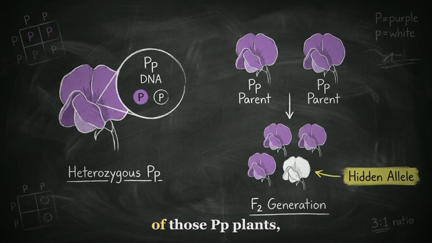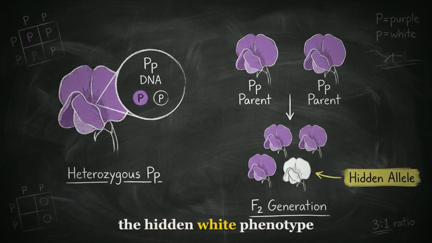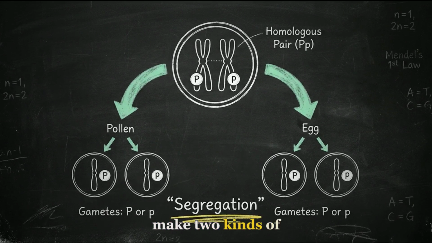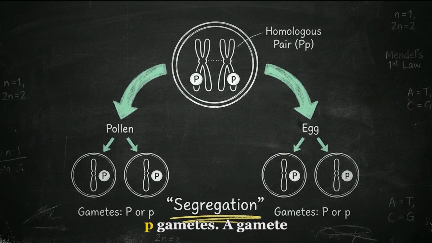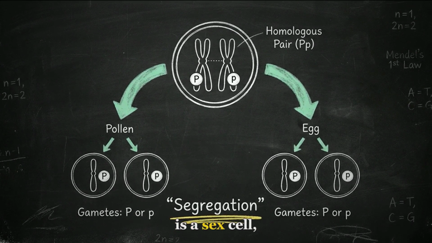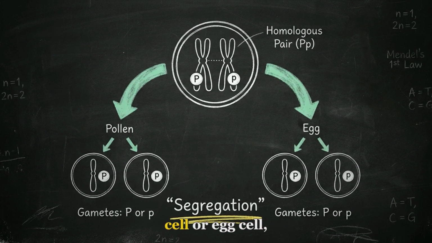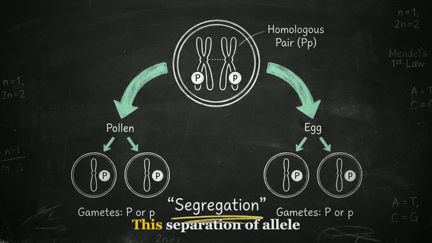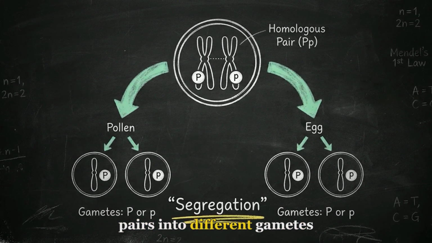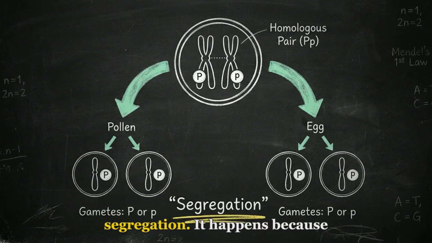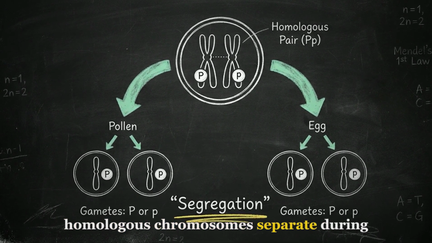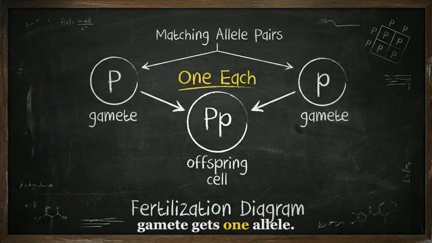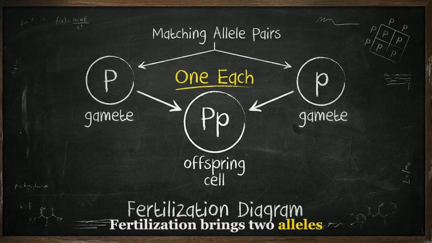When Mendel crossed 2 of those Pp plants, the hidden white phenotype returned in some offspring. Each Pp parent can make 2 kinds of gametes, P gametes and p gametes. A gamete is a sex cell, such as a pollen cell or egg cell, that carries one allele from each gene pair. This separation of allele pairs into different gametes is Mendel's law of segregation. It happens because homologous chromosomes separate during meiosis, the cell division that makes gametes. Each gamete gets 1 allele. Fertilization brings 2 alleles together again.